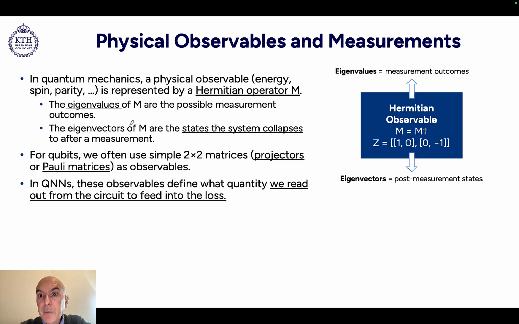What are physical observables? Well, in quantum mechanics, a physical observable, such as energy, spin, parity, is a quantity we actually can measure, and most importantly, is represented by a Hermitian operator M. So M is a matrix and it will have the property of being Hermitian. This is extremely important. Associated with the Hermitian operator M, we have two major outcomes.